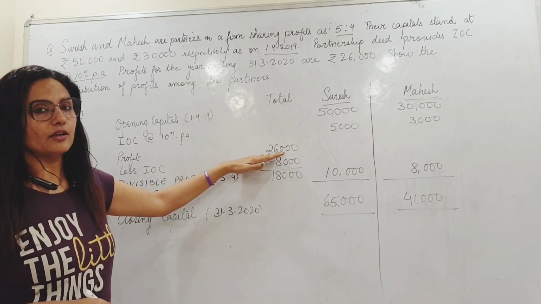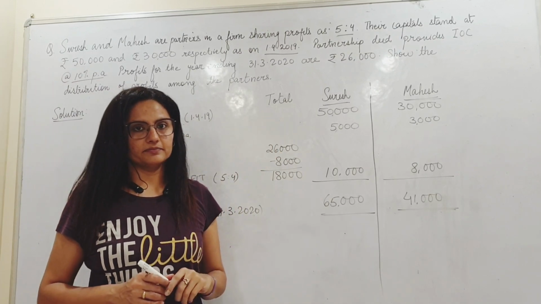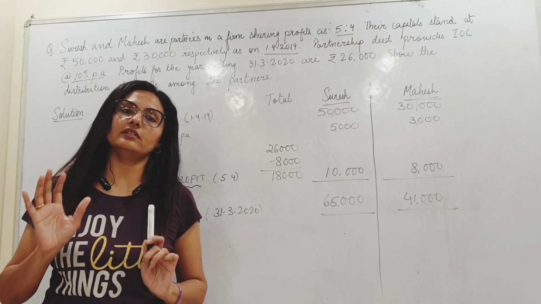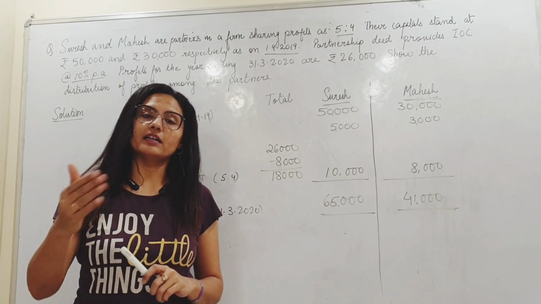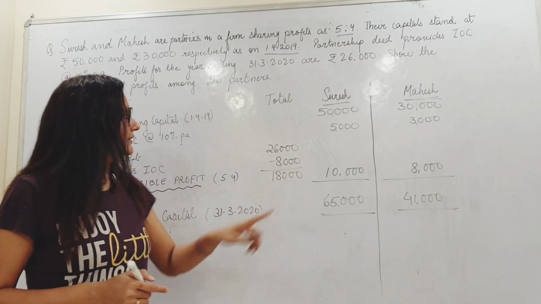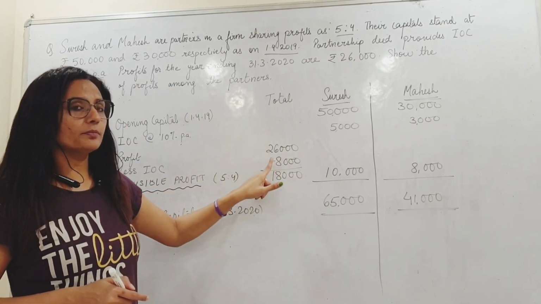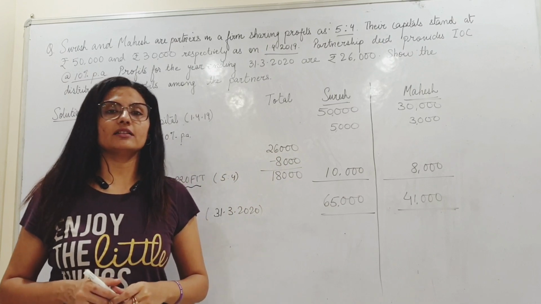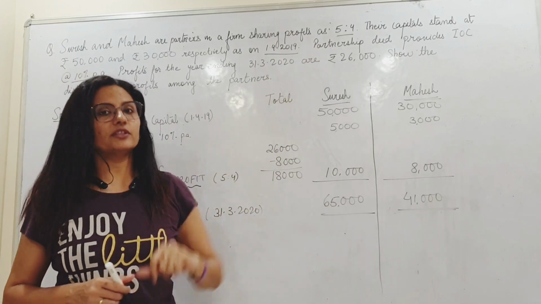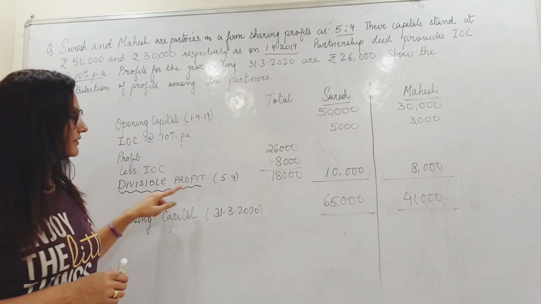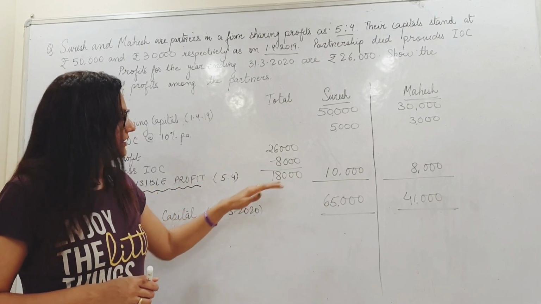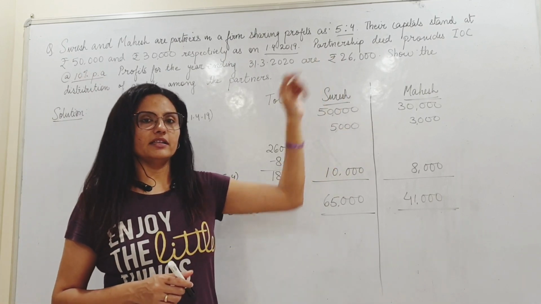That is done. And this 26,000 is the net profit. Please understand these important terminologies. ये बाद में समझ में बहुत काम आएंगे. This is the net profit for the year. एंड अप्रोप्रिएशंस के बाद जो प्रॉफिट बच जाता है, जो प्रॉफिट शेयरिंग रेशियो में डिस्ट्रीब्यूट होता है, उसको बोलते हैं डिविजिबल प्रॉफिट. 18,000 is divided now in the ratio of 5:4.